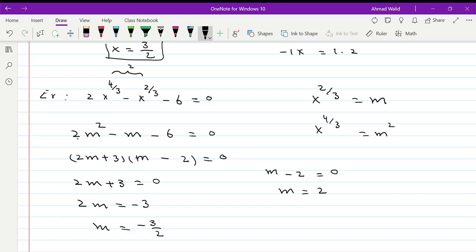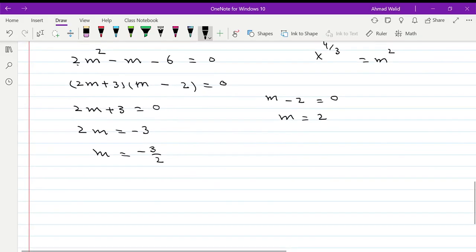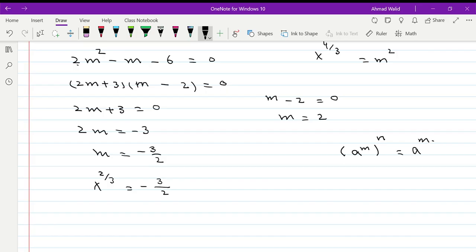Now replace back the value of m, which is x to the power of 2/3. X to the power of 2/3 equals negative 3/2. Now, how to solve this equation? Remember, if you raise a number on the exponent, I'm using this law. If I have a to the power of m all to the power of n, then it's equal a to the power of m times n.